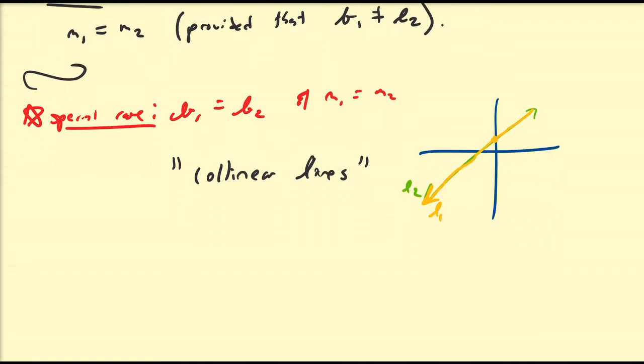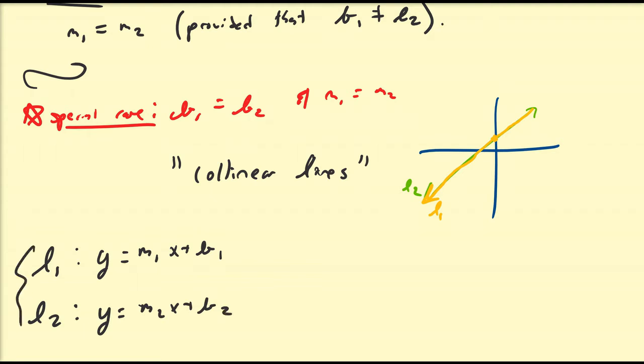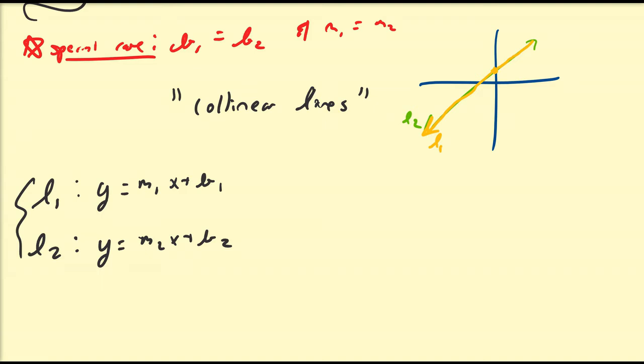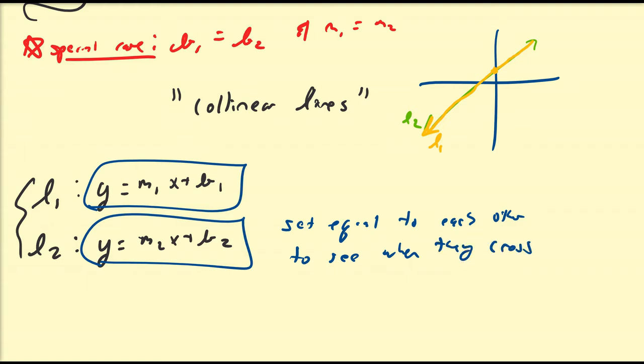So how can you prove this formally? L1, let's assume, has the equation y is equal to m1x plus b1. And line 2, let's assume, has the equation y is equal to m2x plus b2. Let's assume these are two lines in a plane. If they have the same exact points, then these two equations are precisely equal to each other. We want to prove that these two lines always intersect, so set them equal to each other to see when they cross, if ever.